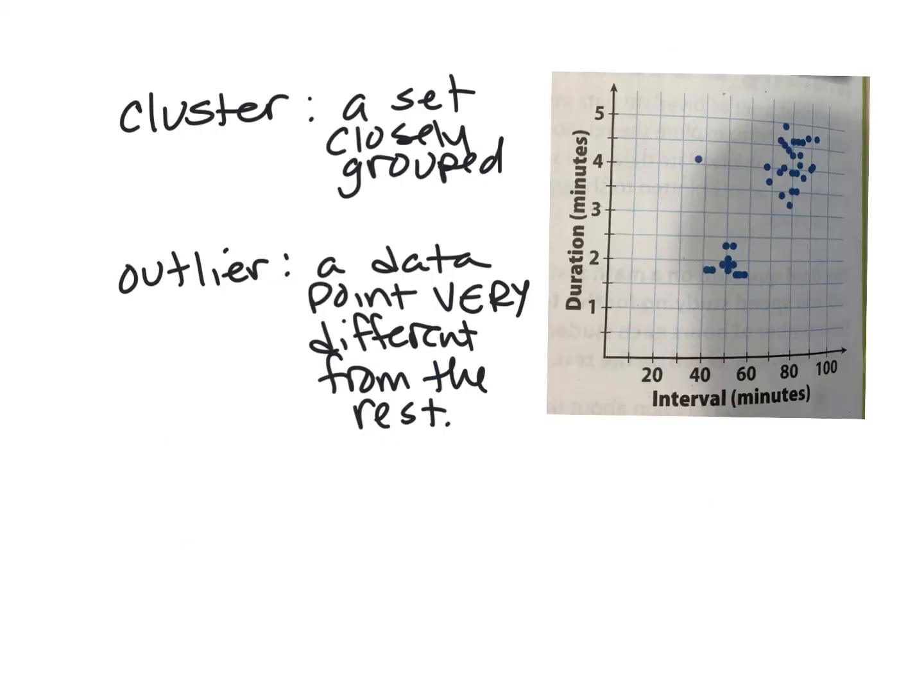A few more vocabulary words on this topic is a cluster. In a scatter plot, sometimes you'll see a set of closely grouped items, like this is a cluster and this is a cluster, because they're all kind of closely grouped. And every now and then you'll see an outlier, kind of a loner out there, a data point very different from the rest. That guy right there is an outlier.